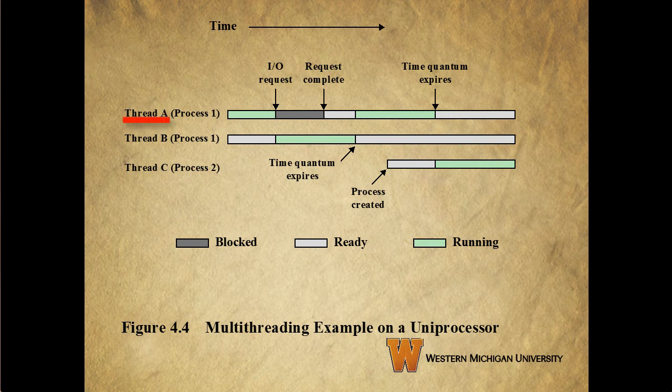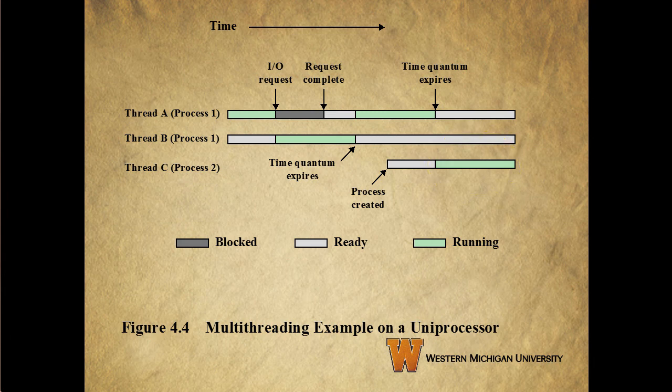This figure shows how multiple threads within multiple processes might be scheduled on a single processor. Thread A in process 1 starts out running. When it hits an I/O request, it stops running, it blocks, it goes into the blocked and waiting state, and thread B from process 1 takes over and runs until its time slice expires. At that point, thread A from process 1 takes over again until its time quantum expires, but notice that thread C in a separate process, process 2, has been created in the meantime, so when thread A's time slice expires, thread C goes into the running state and things continue on from there.